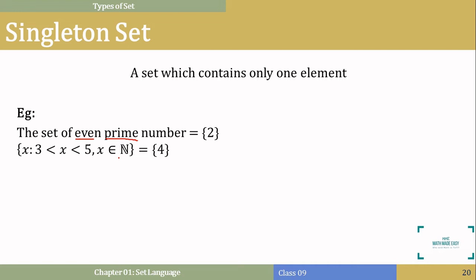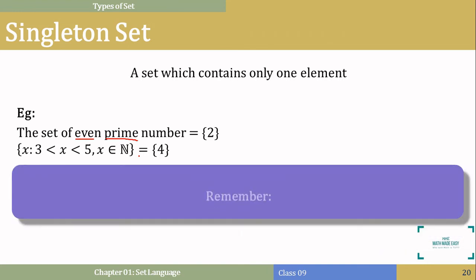The natural numbers which range from 3 to 5 are 3, 4, 5, and we are not supposed to include the endpoints, so 3 and 5 are omitted and we are left only with 4. So 4 is the only element which you can include in this set. There is only one element, so that's going to be a singleton set.